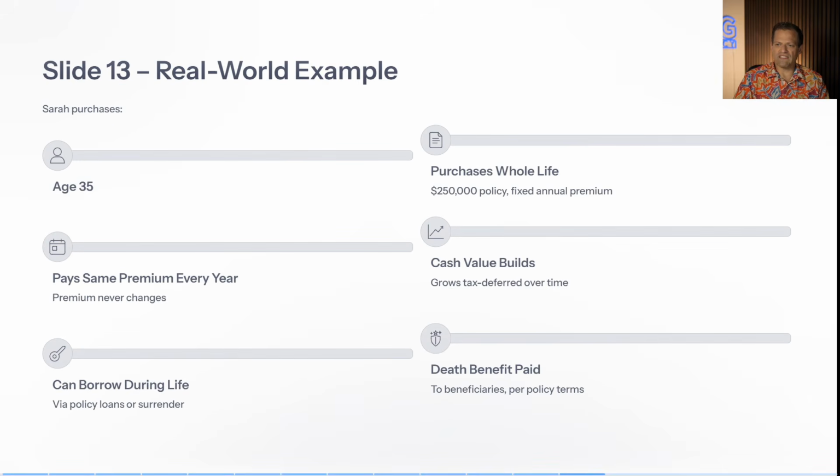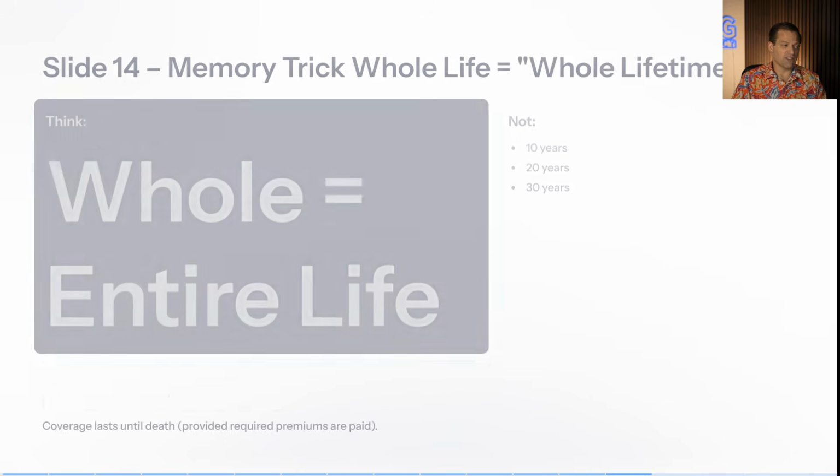And here's a real world example. Somebody who's age 35 purchases a $250,000 whole life. The premiums stay the same and the cash value builds. There's times in their life where maybe they're in a financial bind and they need to borrow. They can. They can either surrender the policy to get the whole cash value, or they can do policy loans to borrow it out. And then the death benefit is paid if the client keeps it up as it is supposed to, to the beneficiaries per the policy terms.